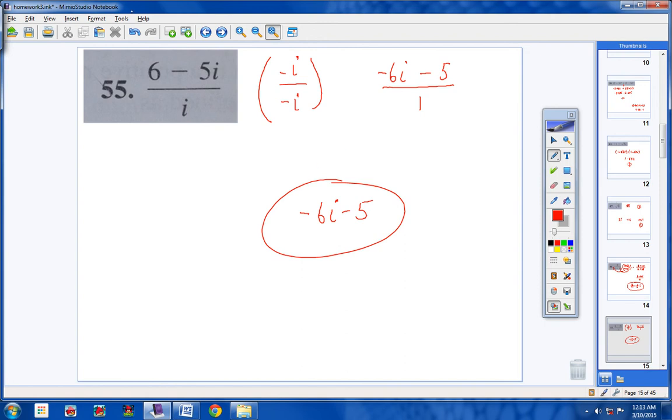I didn't write that in standard form, did I? My fault. Not a very good example. It would be negative 5 minus 6i. There we go. Number 59.